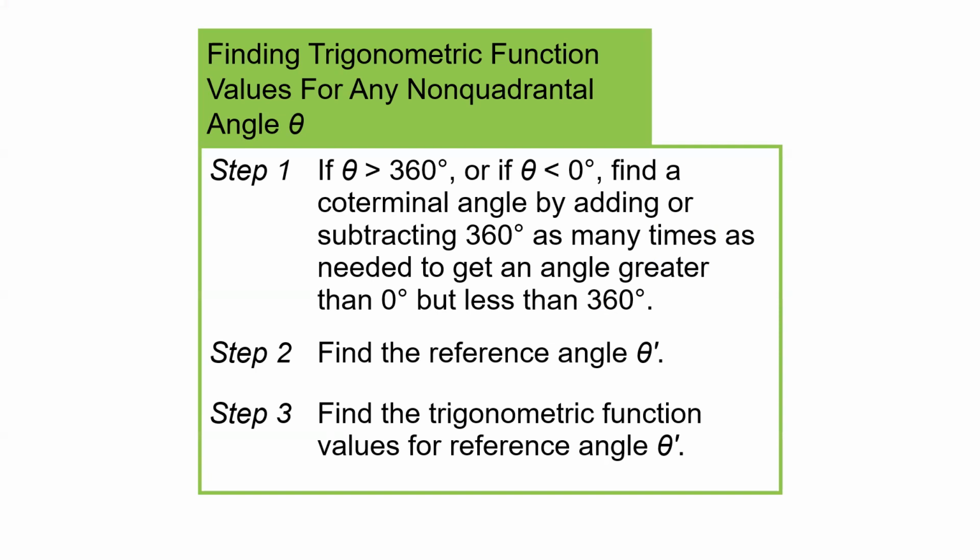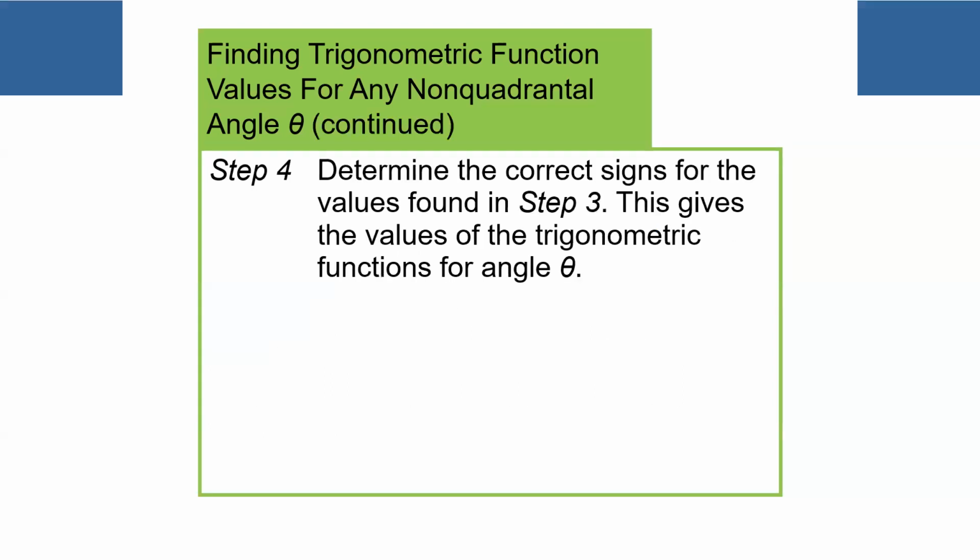And then step 3, you find the trig values of our reference angles, using our right triangle rules, our special case right triangles, the 45, 45, 90, and our 30, 60, 90. Do these 3 steps sound doable based on what we just did? Yes? Okay, cool.